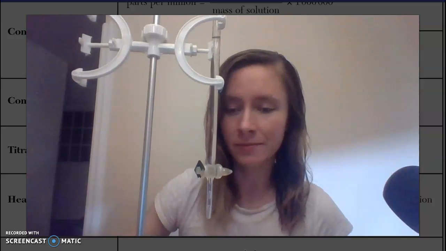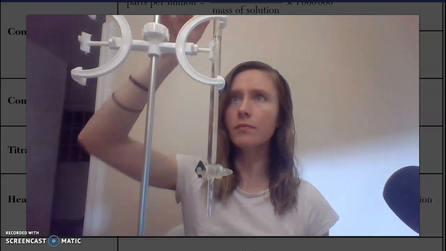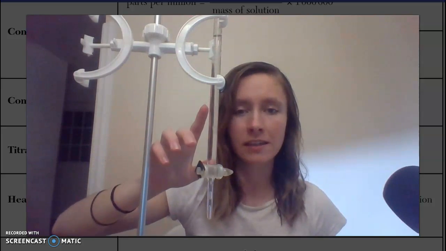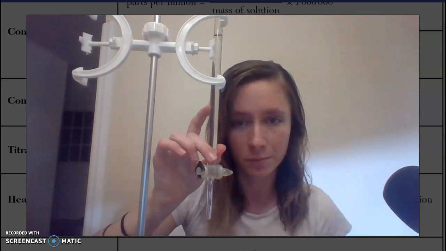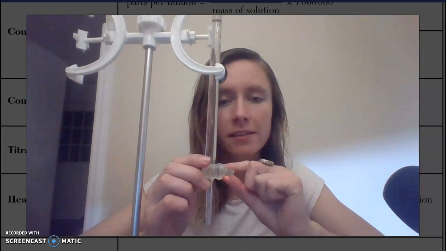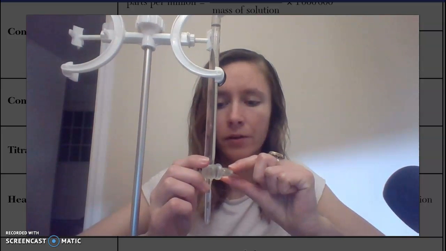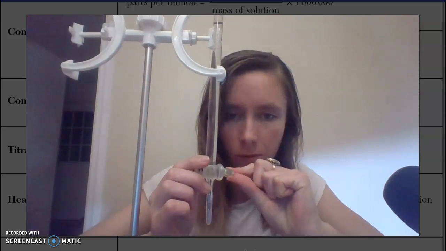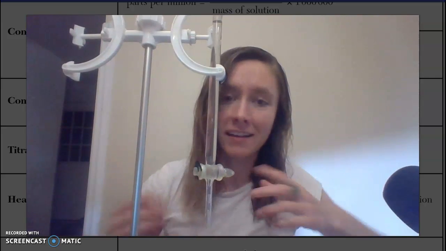So you have a base of known concentration in your burette. This is called the burette, and it has gradations on it. You can't really see it with the camera, but you can see exactly what volume you have in the burette. And then the bottom part here, this is called the stopcock, and you can turn it and liquid will come out, and then you could turn it back and liquid will stop, hence the name.